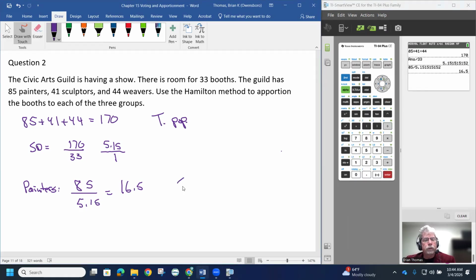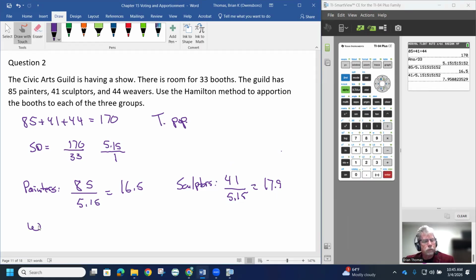So when it comes to sculptors, how many of those get assigned? Well, there are 41, but based on our sharing, 5.15 gets divided into that to tell what their portion is. So 41 divided by our standard divisor, which again I'm going to use my calculator number. And that gives me this 17.958. So I'm just going to put 17.9 here for the time being. No rounding at this point.